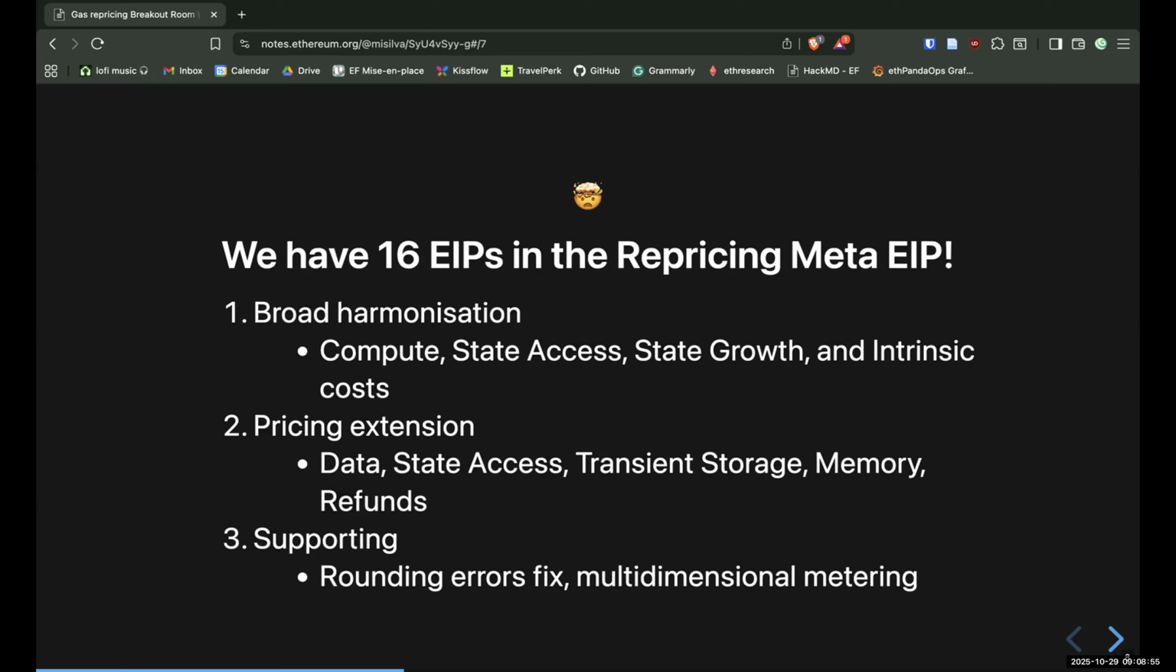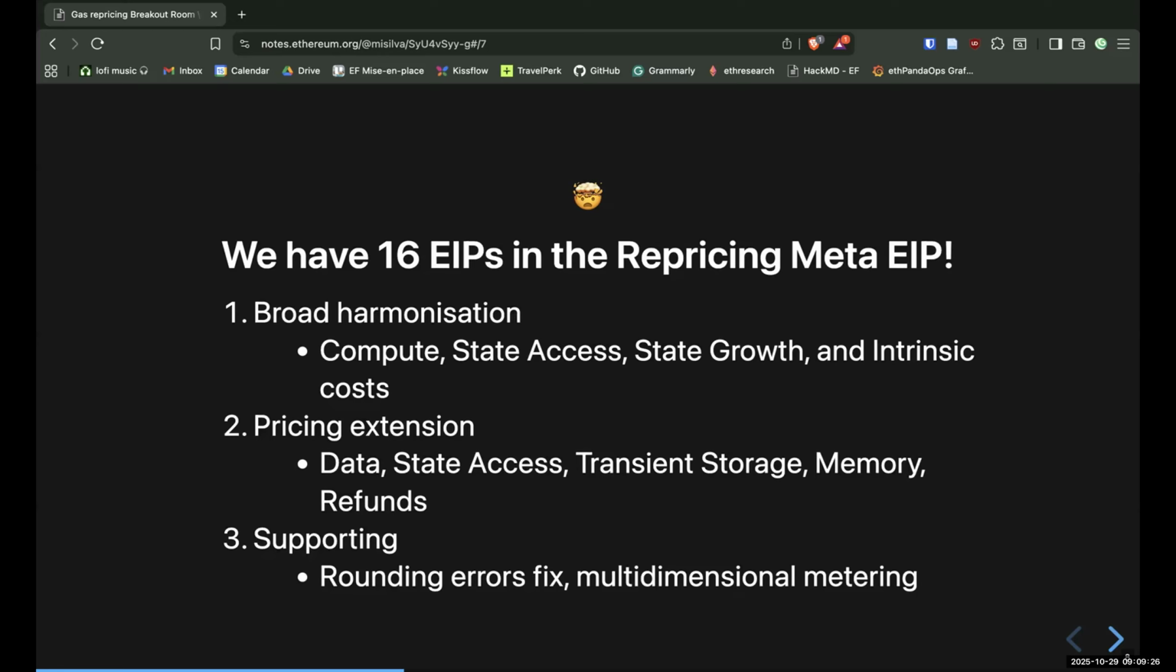But I think I'm starting to think of them as in these three categories, which I think helps to put them in buckets and think about them. First, we have broad harmonization. This is essentially EIPs that are changing a broad set of operations that all touch a specific resource. For instance, we have one for compute, state access, state growth, and also for intrinsic costs of transactions.